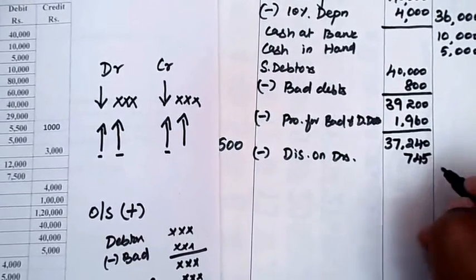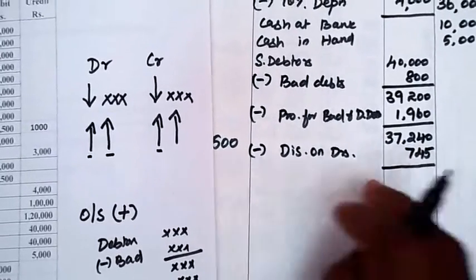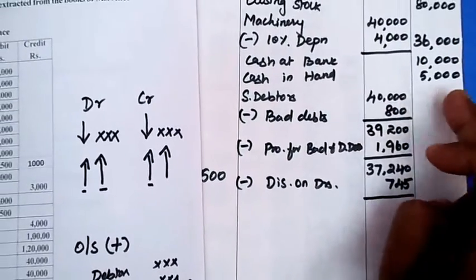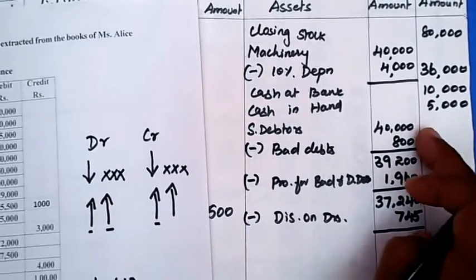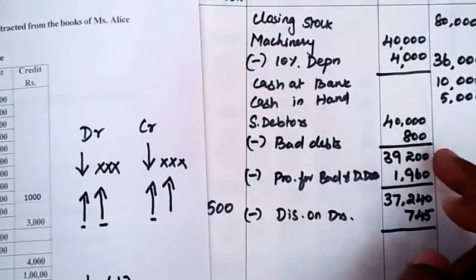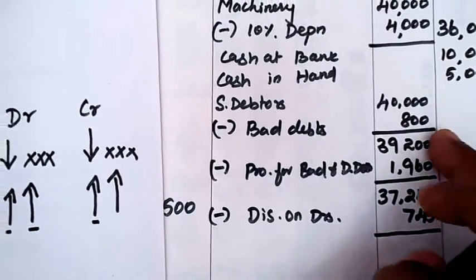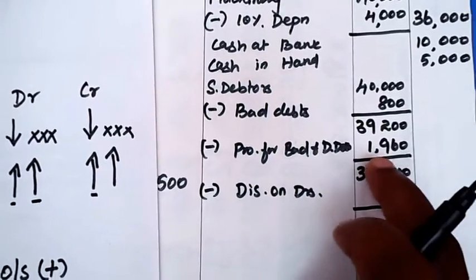745. If there is any point, you can convert it into a round number. After subtracting all these things, the first one is bad debt, irrecoverable amount. You cannot get the amount from these people, so it is called bad debts, irrecoverable. After deducting the amount, this is the remaining balance. On this, you need to calculate or provide some percentage for bad and doubtful debts.